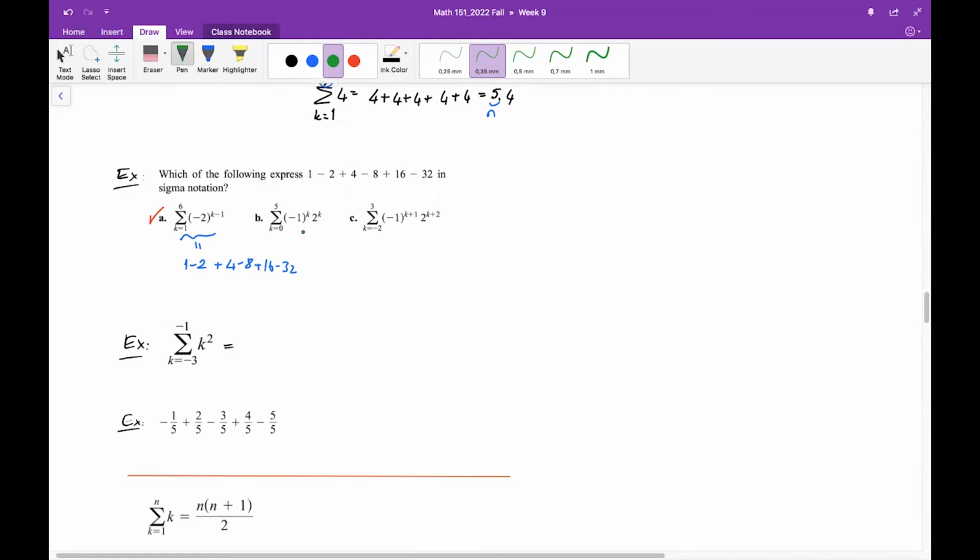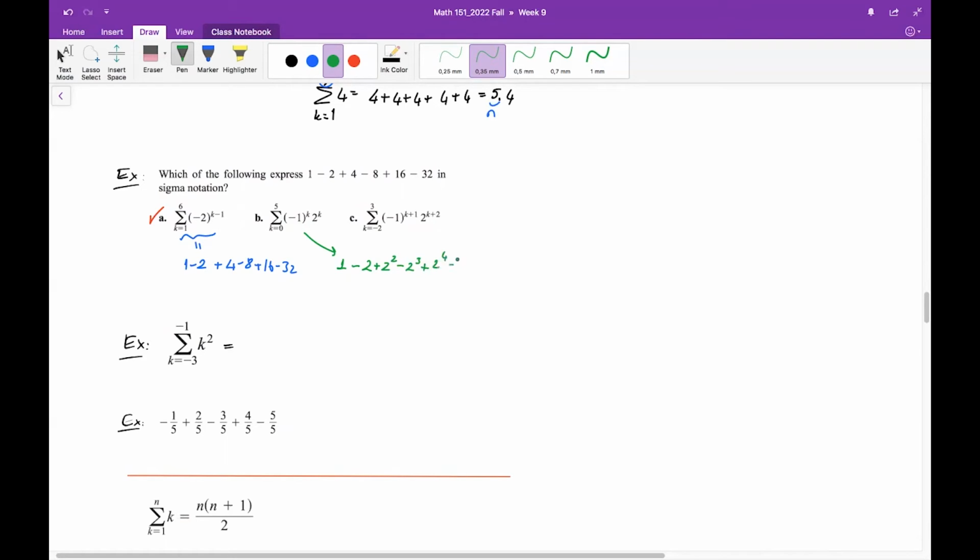And look at part B now. This goes like minus 1 to the power 0, 2 to the power 0. So first term is 1. Then insert k equals 1. You will obtain minus 2. If you keep doing like this, like inserting all the integers for k from 0 to 5, you will obtain this.